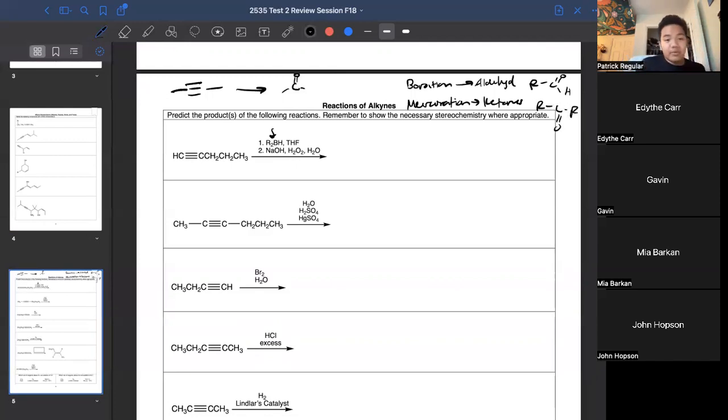And the way I remember this, like I said at the beginning of the review session, I use the alphabet. Boration and aldehyde are at the very end of the alphabet, and they're right next to each other, A and B. Mercuration and ketones are on the inside of the alphabet, and they're relatively next to each other, M and K. Mercuration, ketone, boration, aldehyde. That's how I remember it. I just use the alphabet because I know the alphabet.